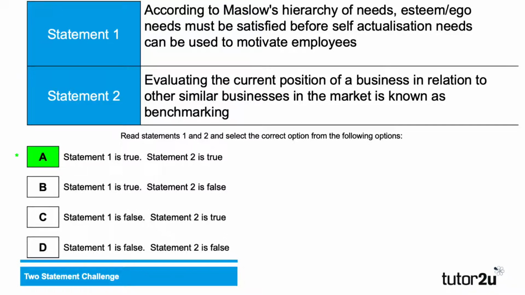The answer, of course, is on the screen there. It's A. Both statements are true. For Maslow, before we can get to self-actualization needs, we need to satisfy the self-esteem or the ego needs. And benchmarking is very much about evaluating the current position in relation to other similar businesses.